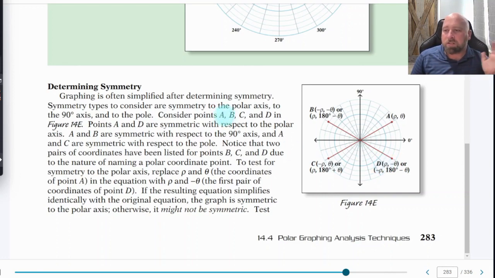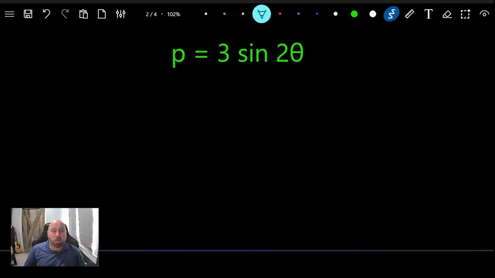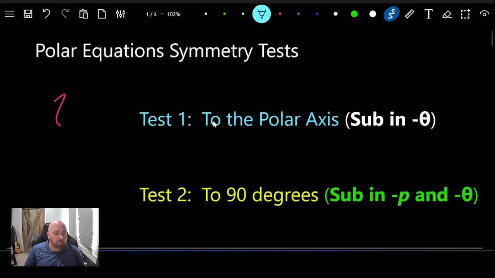So you consider these points A, B, C, and D, and use this little chart right here to tell you what quadrant to put it in. I know that's a little bit confusing, but it's the best way to do it, trust me. All right, so we're going to come back over here and say, all right, so the polar axis was a question mark.